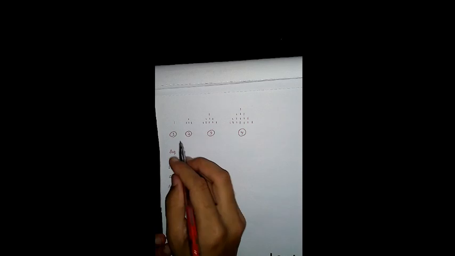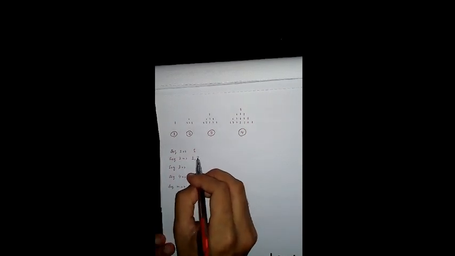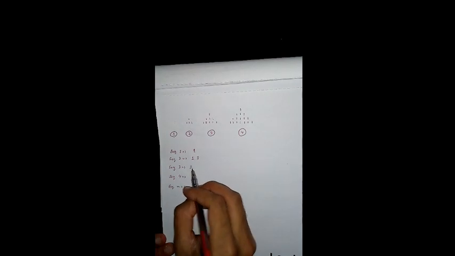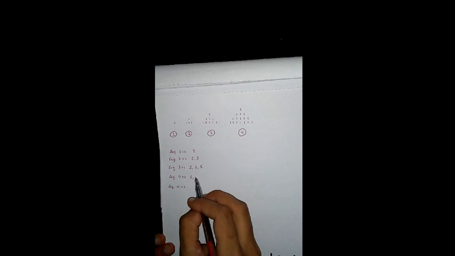So for sequence 1, it is basically only 1. For sequence 2, it is 1, 3. For sequence 3 it is 1, 3, 5. And for sequence 4 it is 1, 3, 5, 7. Now for n, we can clearly see the difference is basically 2. So we will write 2n.